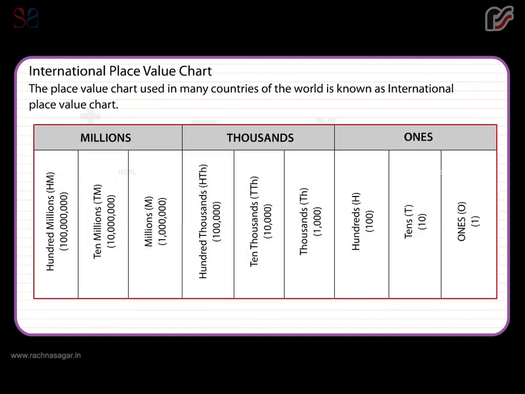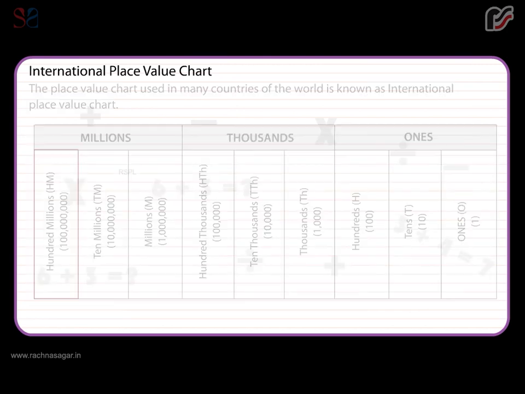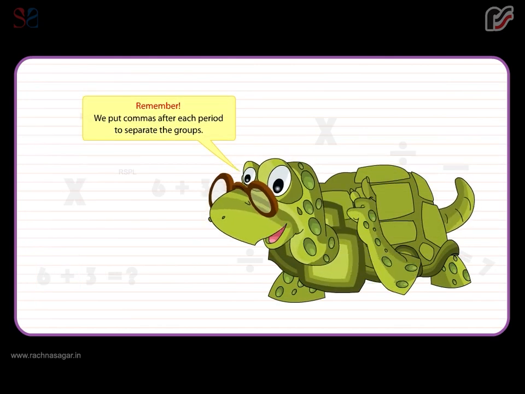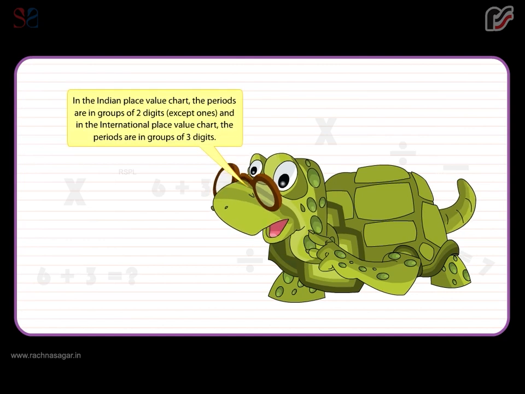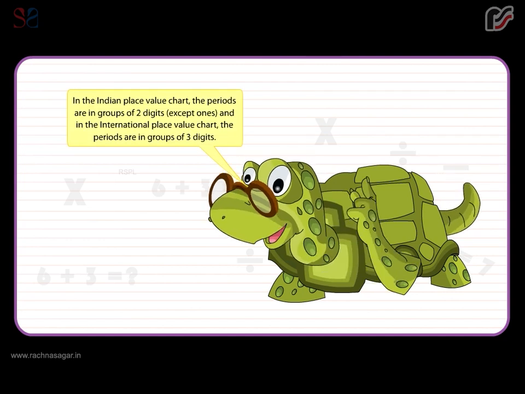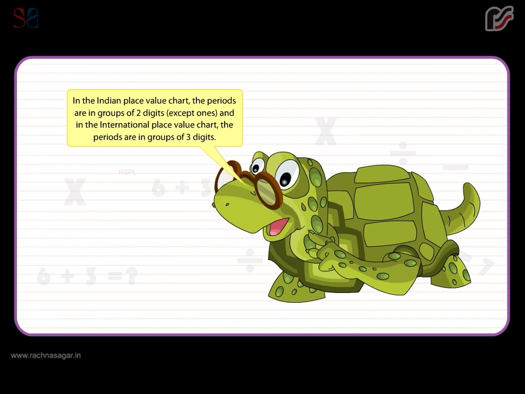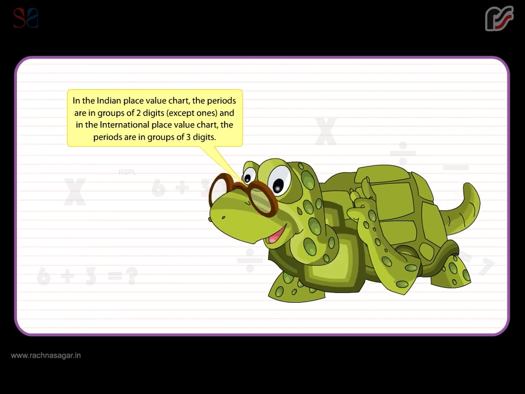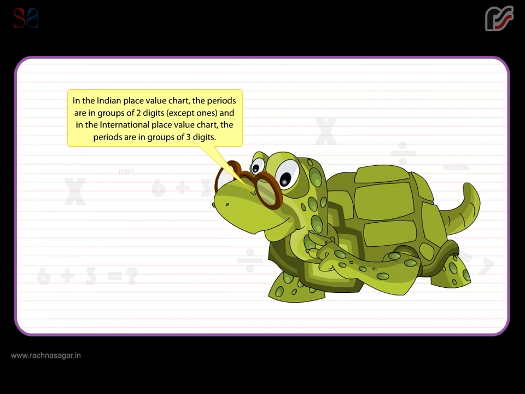International place value chart. The place value chart used in many countries of the world is known as International Place Value Chart. In the place value chart, the periods are ones, thousands and millions, and the places are ones, tens, hundreds, thousands, 10,000s, 100,000s, millions, 10 millions, 100 millions. Remember, we put commas after each period to separate the groups. In the Indian place value chart, the periods are in groups of 2 digits, except ones, and in the international place value chart, the periods are in groups of 3 digits.